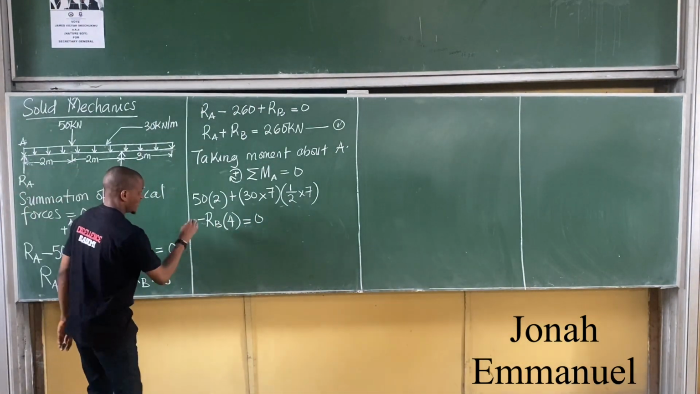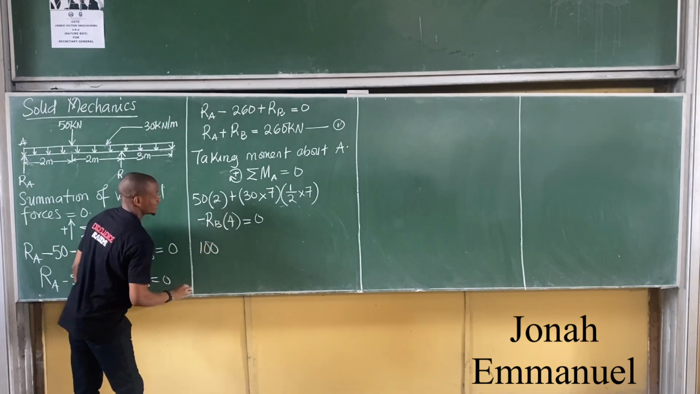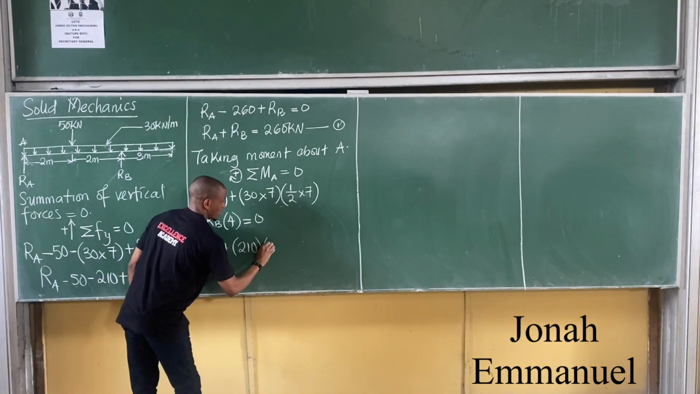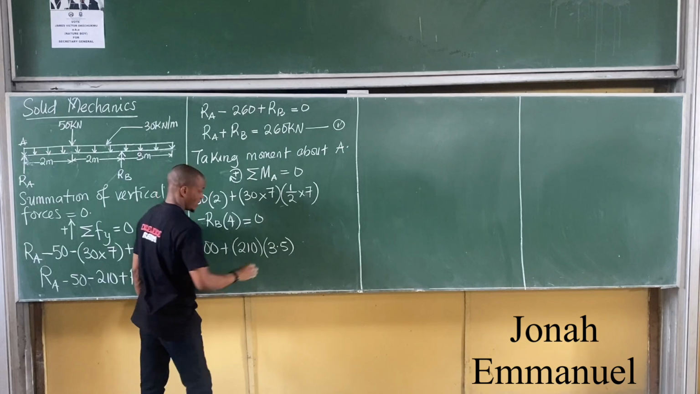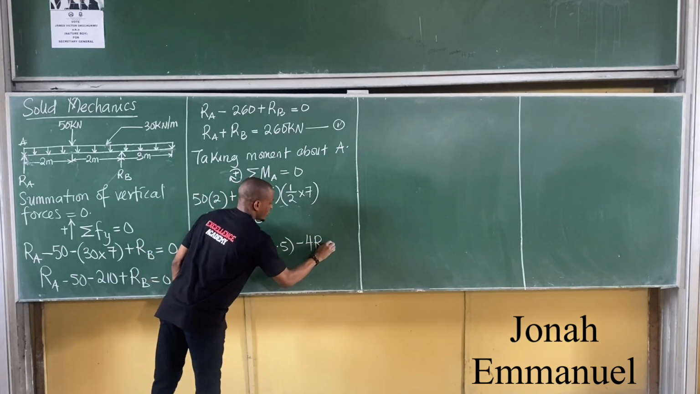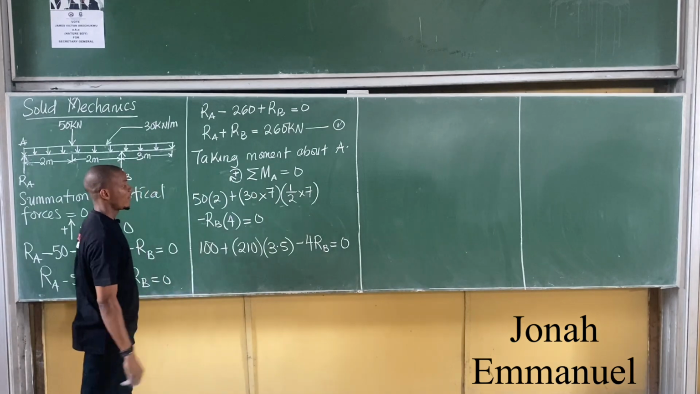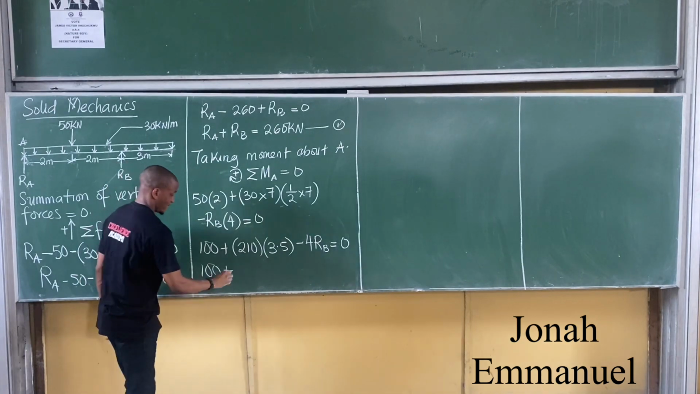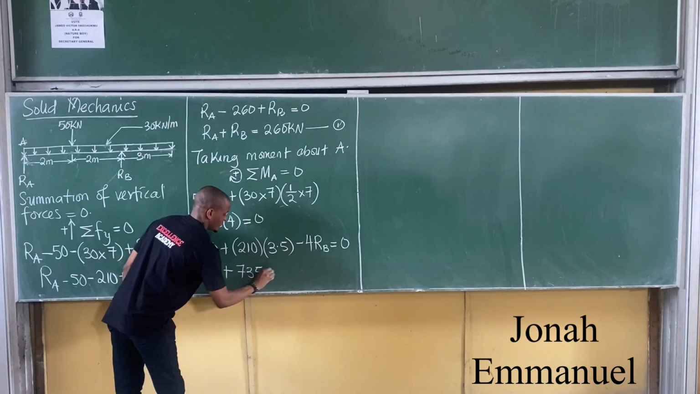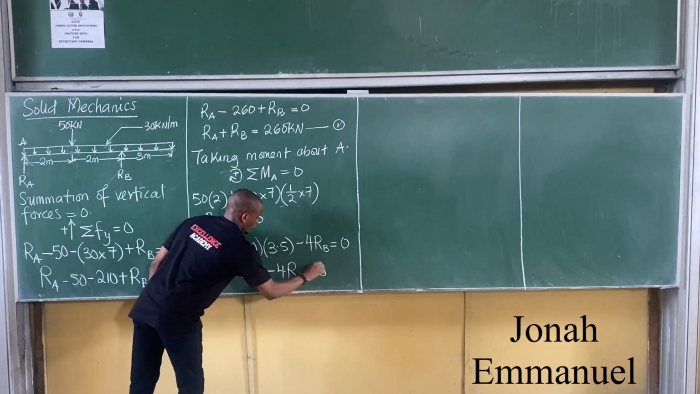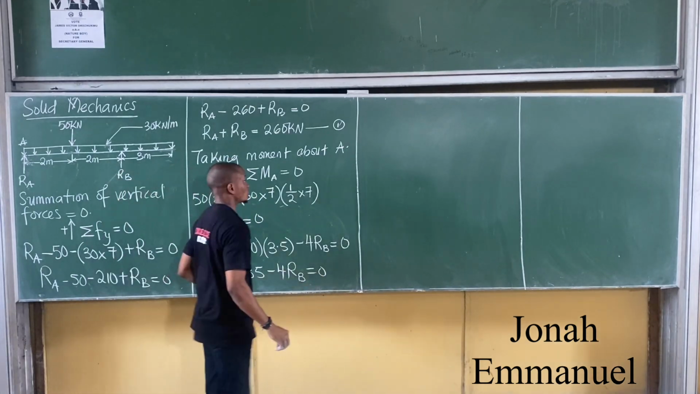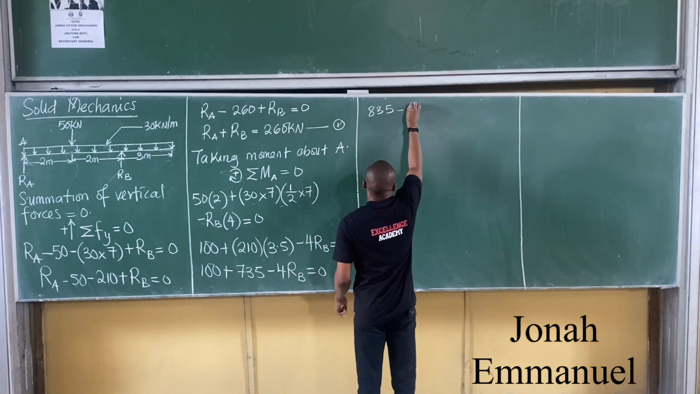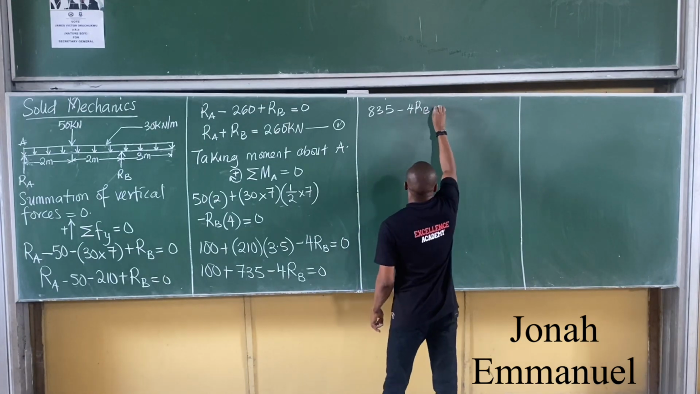Work on this now. What do I have here? This gives you 100 plus 210 plus 3.5 minus 4RB is equal to 0. Alright, so this gives you 100 plus, which value is 735, minus 4RB equal to 0. Work on these two. I'm having 835, next up, minus 4RB is equal to 0.